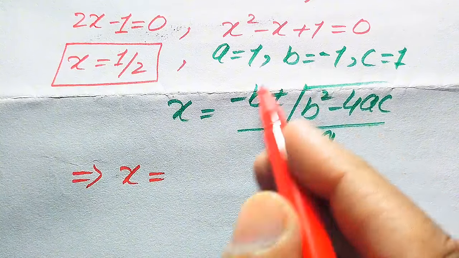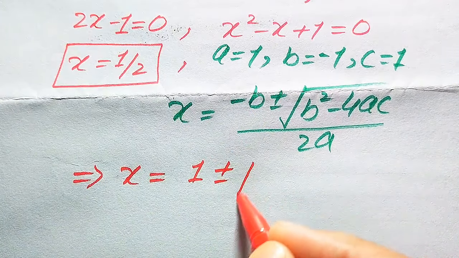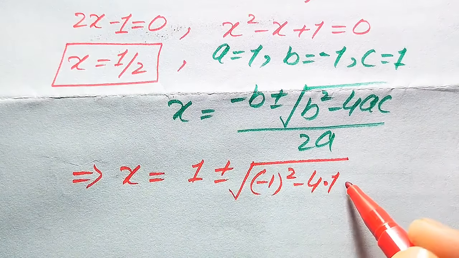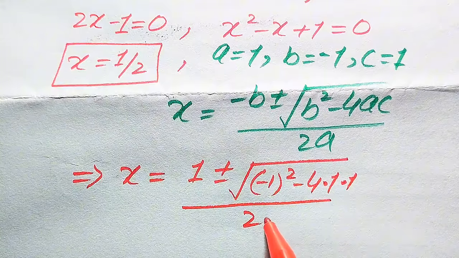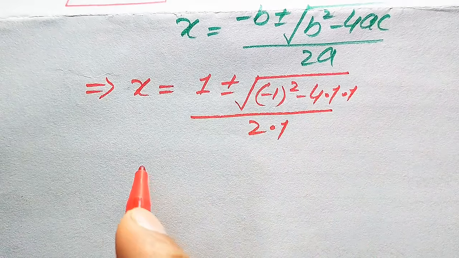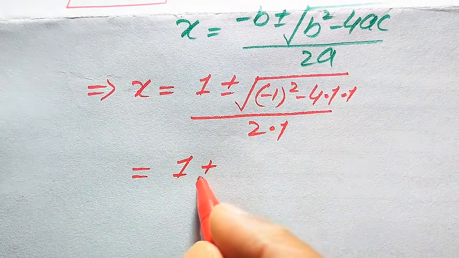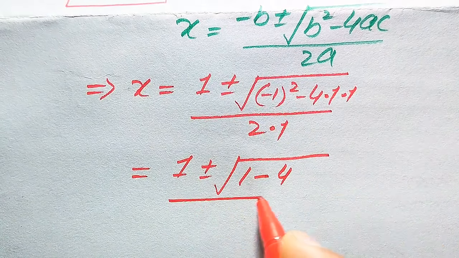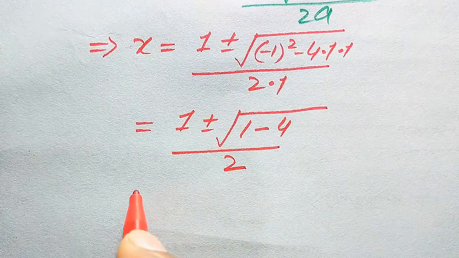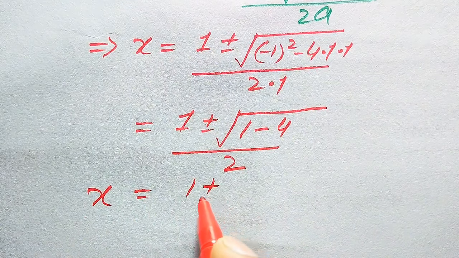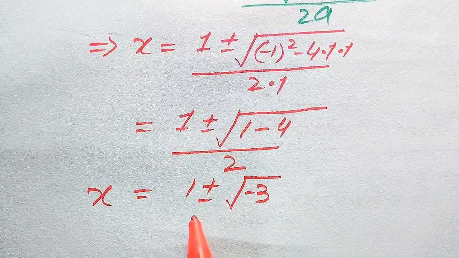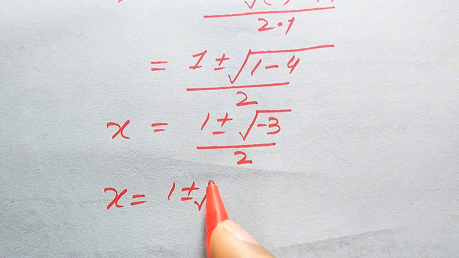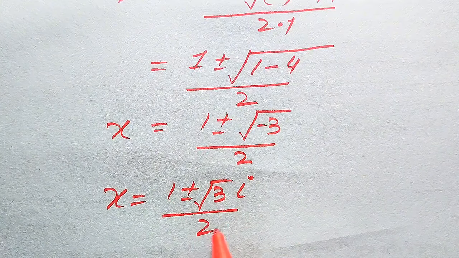This is minus 1, minus times minus becomes plus 1, and plus minus square root of b square. B is minus 1 square, minus 4 times a is 1 and c is 1, and it is divided by 2 times a, which is also equal to 1. And in the next step we have 1 plus minus square root of minus 1 square becomes 1 minus 4, divided by 2. So here we easily get the other values of x: 1 plus minus square root of minus 3, divided by 2, and here we get x is equal to 1 plus minus square root of 3 iota, and it is divided by 2.